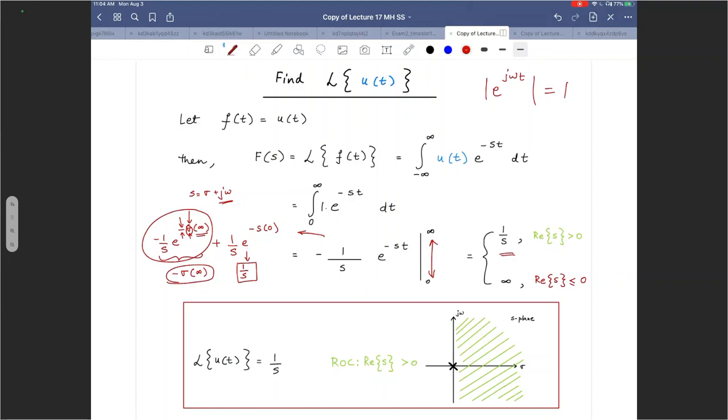e to the j omega t or e to the j5, e to the j10, those are things that contribute only to the phase. But that doesn't have anything to do with convergence, right? That's why there's no bound on j omega.